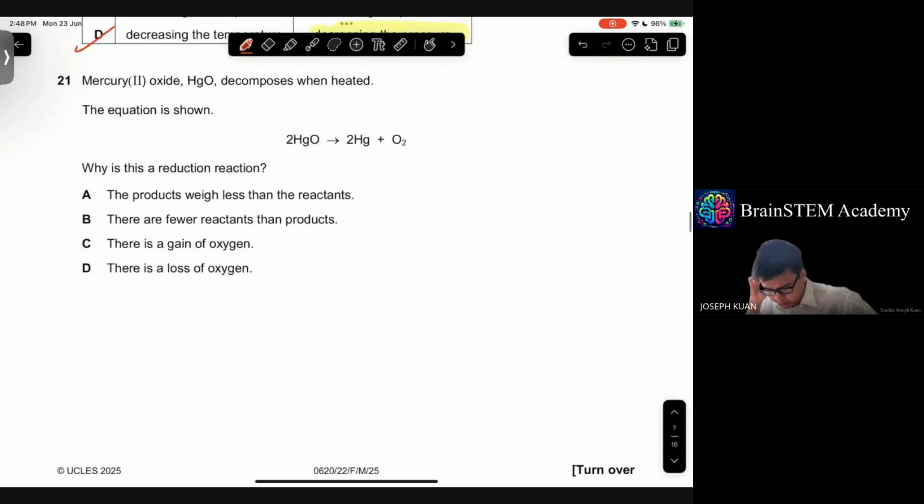21. Mercury 2 oxide decomposes when heated. The equation is shown below. Why is this a reduction reaction? Well, there are many definitions for reduction. One of them is the loss of oxygen. We can see mercury here is losing oxygen. So that's reduction.